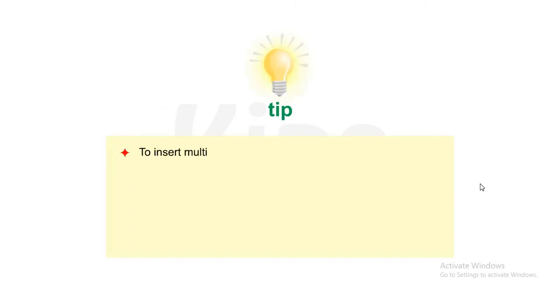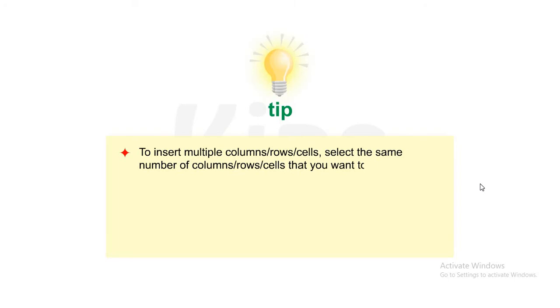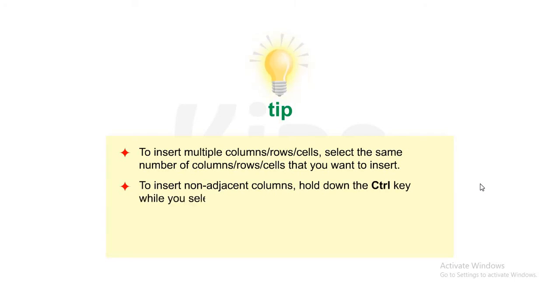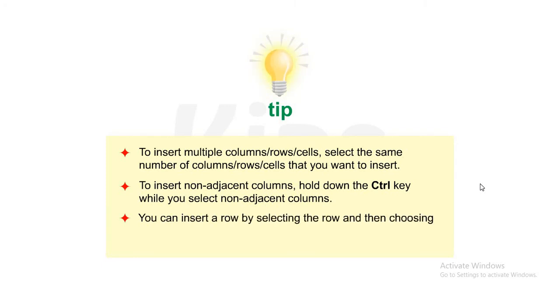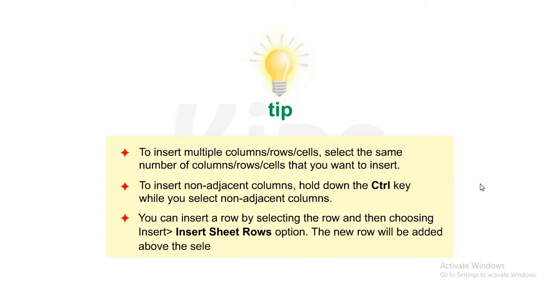Now note these related tips. To insert multiple columns or rows or cells, select the same number of column or rows or cells that you want to insert. To insert non-adjacent columns, hold down the Control key while you select non-adjacent columns. You can insert a row by selecting the row and then choosing Insert, then go to Insert Sheet Rows option. The new row will be added above the selected row.